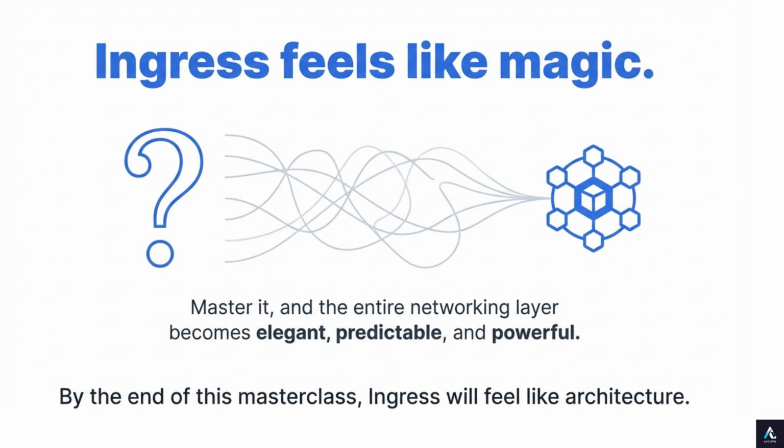But once you are running real workloads in production, it quickly becomes something much more important. Ingress becomes the front door to your entire platform. And if that front door is poorly designed or misunderstood, you feel it everywhere. In routing issues, HTTPS problems, scaling headaches, and painful debugging sessions.